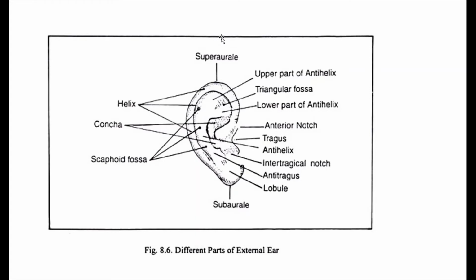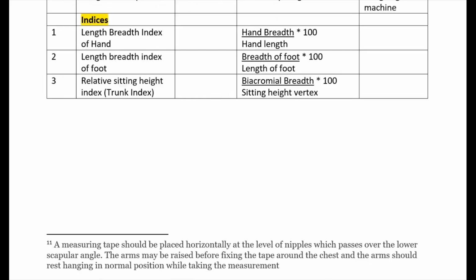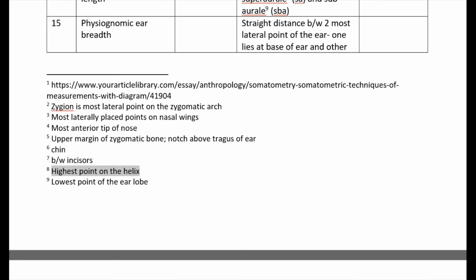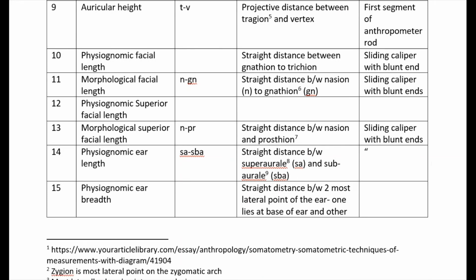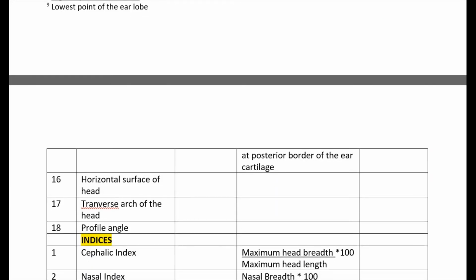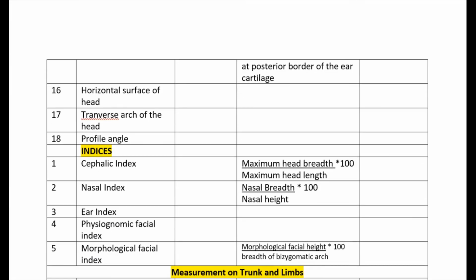Tracheon is in the hairline. This is the tracheon. Okay, so from here, or depending on the most external point at this side, to the deepest point here at the notch, we take the measurement, which is identified as the physiognomic breadth of the ear. Fine. Most lateral points, one lies at the base of the ear and the other at the posterior border of the ear cartilage. Fine.